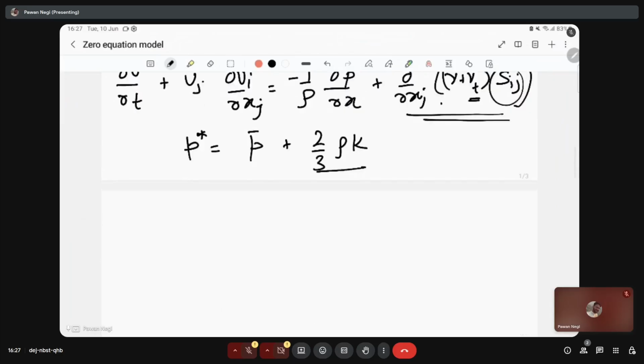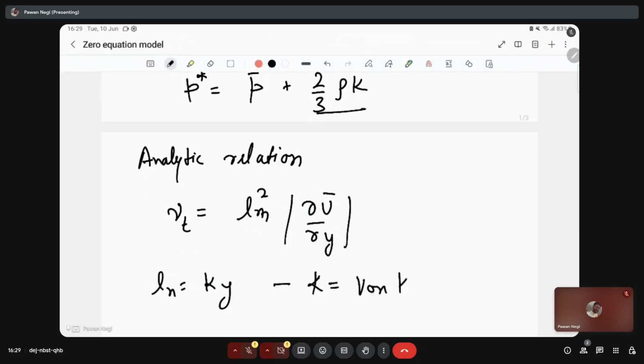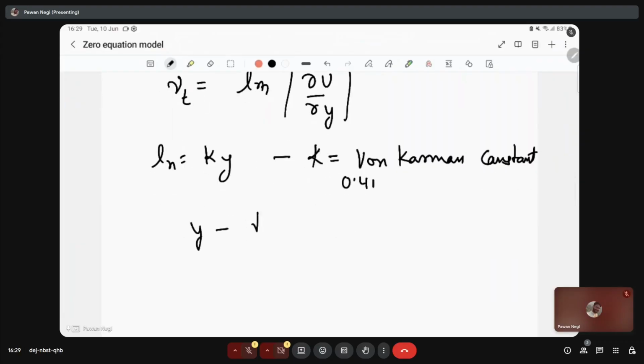Now in the zero equation model we use an analytical relation. In an analytical relation we estimate this turbulent viscosity using this particular equation, which is called the Prandtl model. In this model, the turbulent viscosity is estimated using this, times dou u bar by dou y, where Lm is equal to kappa times y, where kappa is the von Karman constant equal to 0.41 and y is the distance to the nearest wall.